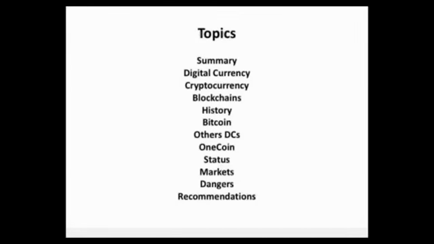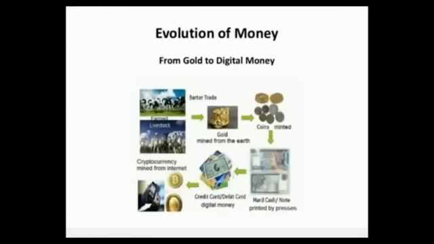Talk about digital currency, which is really the same thing as cryptocurrency. And they keep track of it all using something called blockchains, which is just a big database. Who owns what? We'll talk about history of Bitcoin, other digital currencies, and then focus on OneCoin, the status of everything, how are the markets doing, what are the dangers involved, and recommendations that I see that might be of interest.